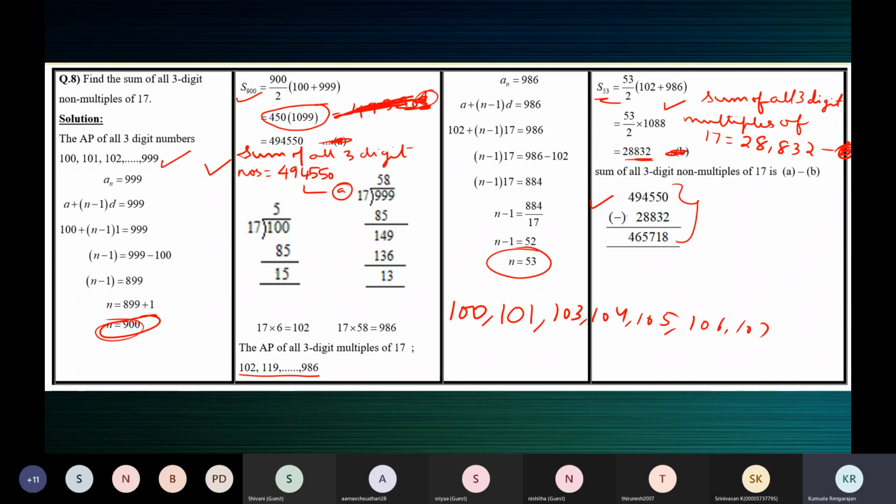You have to do this. The collection of all the 3-digit numbers forms an AP. The collection of 3-digit multiples of 17 forms an AP. So you'll have to subtract these two to get the answer. You cannot find the sum straight away because the 3-digit non-multiples of 17 do not form an AP.